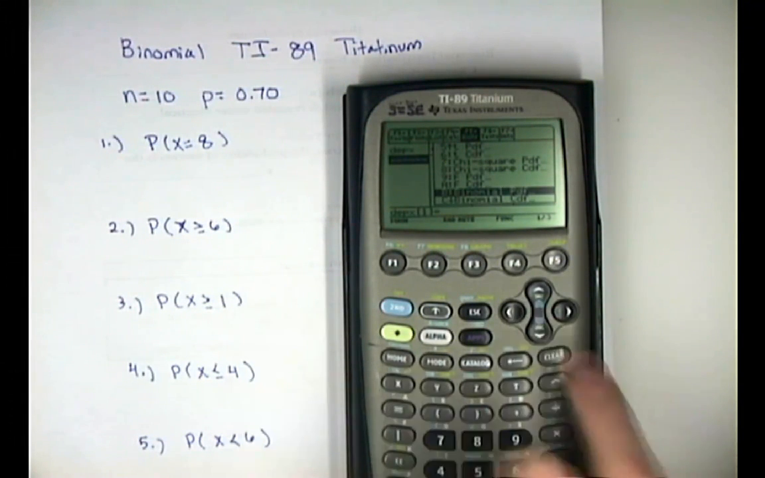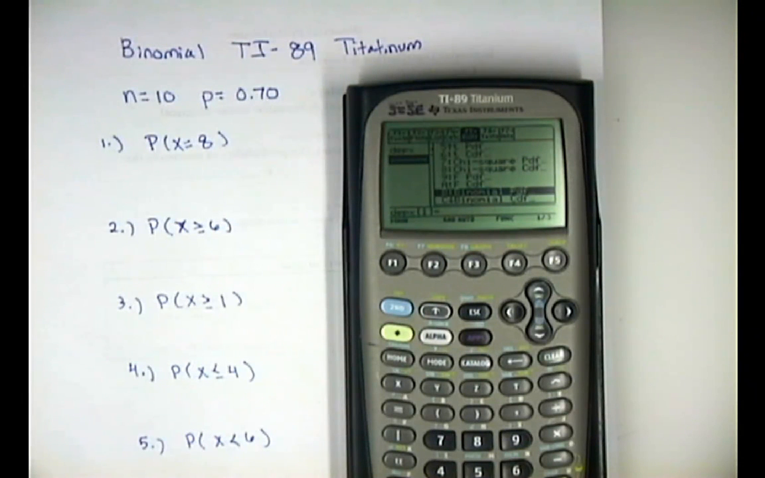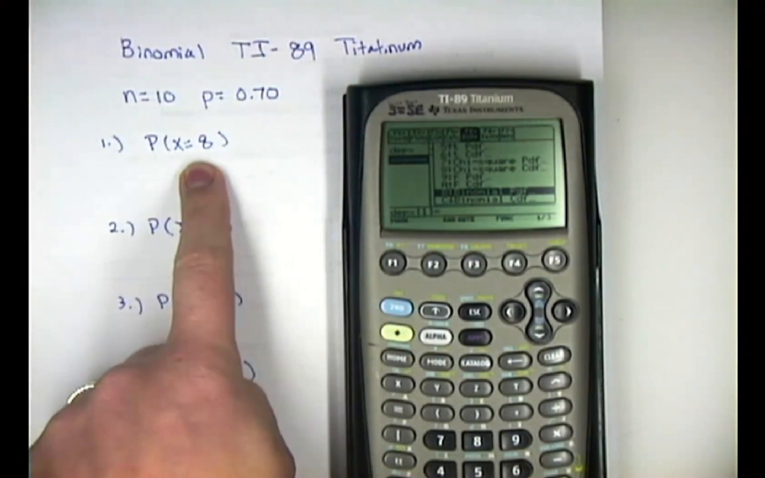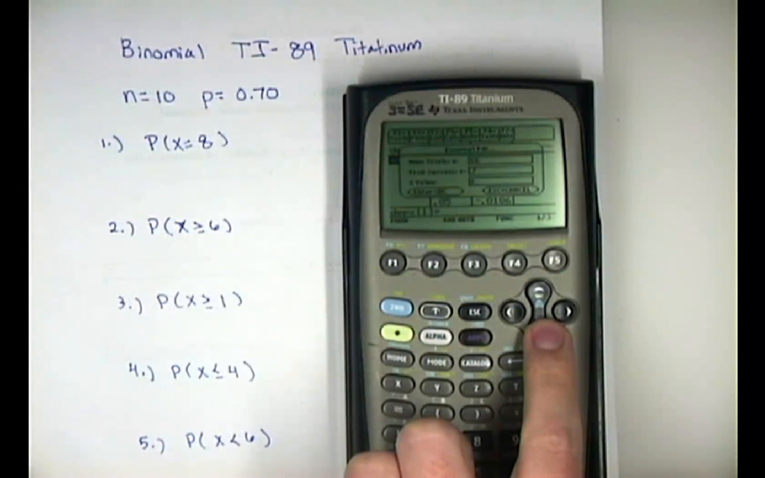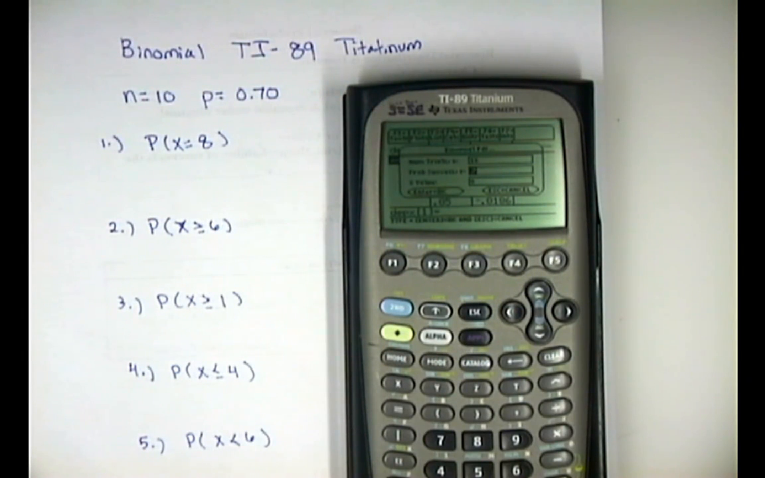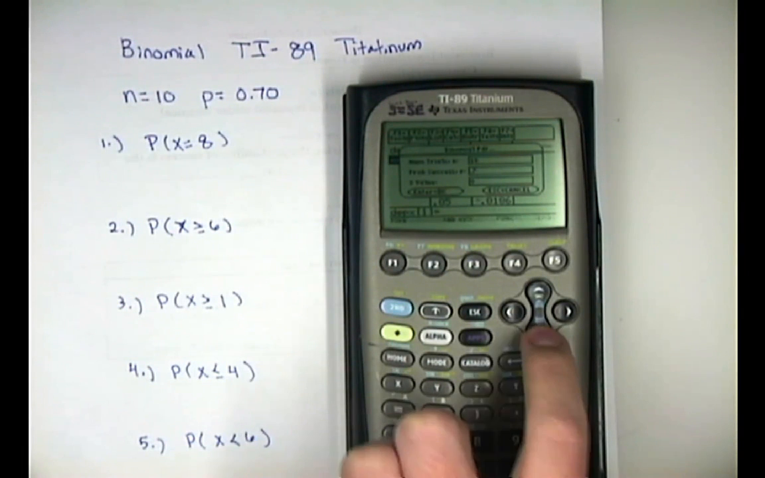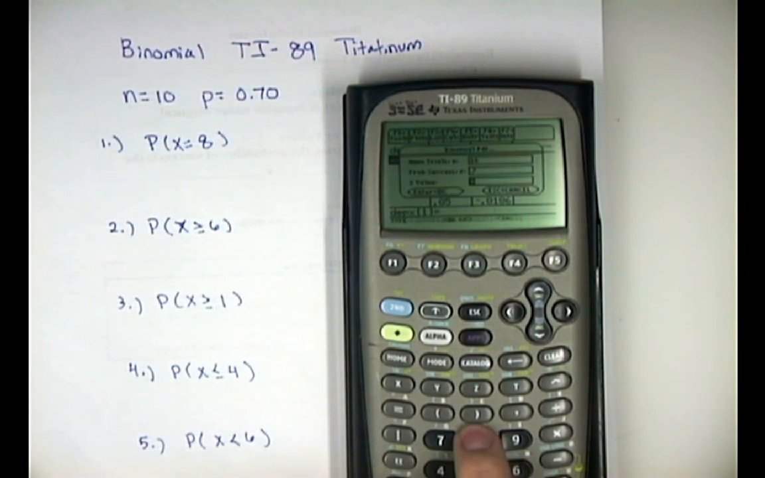Binomial PDF is a probability distribution function when you only want to know one value. So we only want to know one value, x equals 8. So let's hit the PDF function. It asks you for the number of trials. You're going to insert 10. That's the number of trials. Probability of success, your p-value, 0.7. And then it says, what's your x value? Well, our x value is 8, and you hit enter.